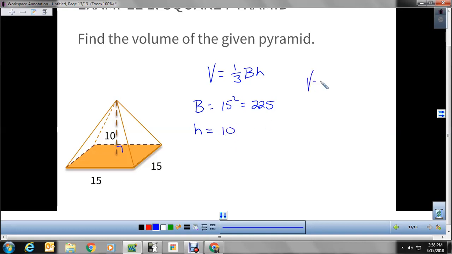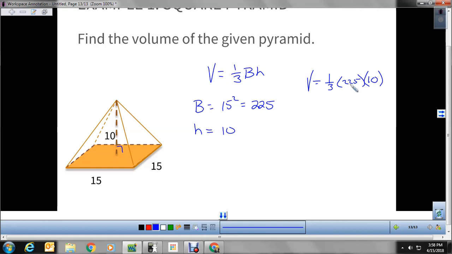So we're going to take our volume, 1/3, 225 times 10. So if you look at this, you can also take 225 times 10 divided by 3. And the first thing we do is want to see, does 3 go into either of these numbers? We know it doesn't go into 10, but if you add up 2 plus 2, you get 4. 4 plus 5 is 9. 3 does go into 9 evenly, so 3 does go into 225 evenly.